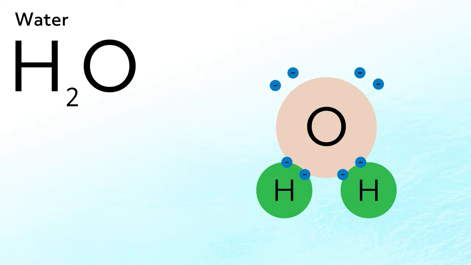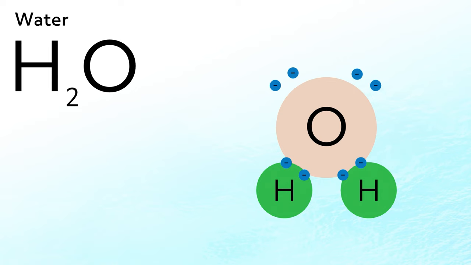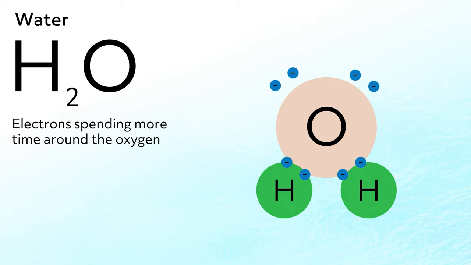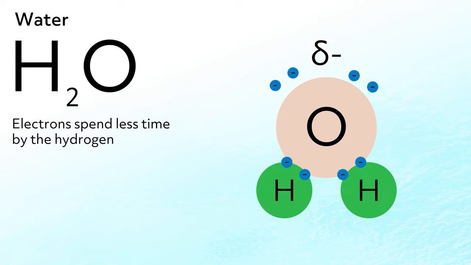However, even though hydrogen and oxygen each contribute an electron to the bond, the electrons are not equally shared between the two atoms. Oxygen is more electronegative than hydrogen, which means the oxygen wants the electrons more than hydrogen. This leads to the electrons spending more time around the oxygen, resulting in a partial negative charge on the oxygen, denoted by negative delta. Since the electrons spend more time near the oxygen, they spend less time by the hydrogen, resulting in a partial positive charge on the hydrogens, denoted by positive delta.